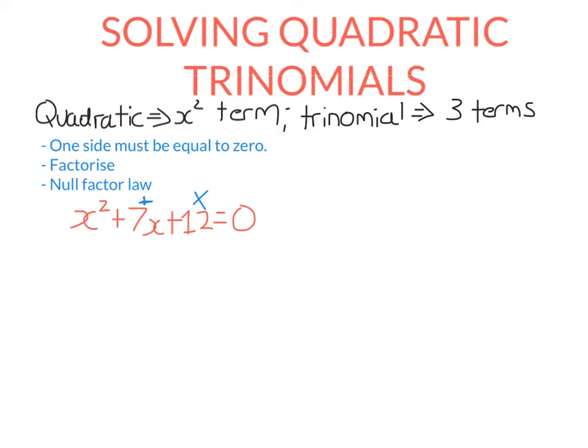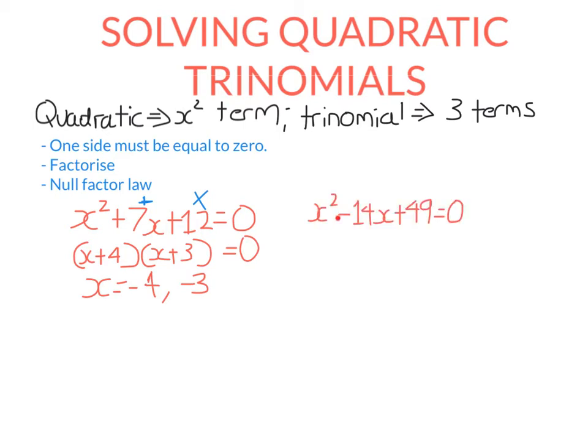But 4 and 3 aren't the solutions to the equation, they're the numbers that go in the brackets. We picked 4 and 3 because 4 times 3 is 12, 4 plus 3 is 7. Now that we've factorized this, we use the null factor law just like we've been doing. Either the first bracket's equal to 0 or the second bracket's equal to 0. If x plus 4 equals 0, then x equals minus 4. If x plus 3 is equal to 0, then x is equal to minus 3. They are the two solutions. Remember, quadratics sometimes have two solutions, sometimes have one solution.